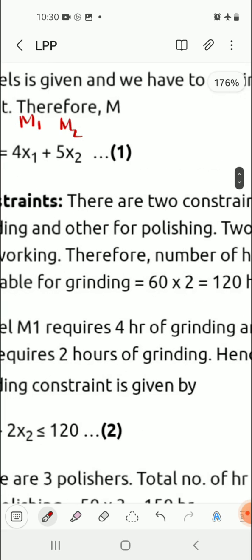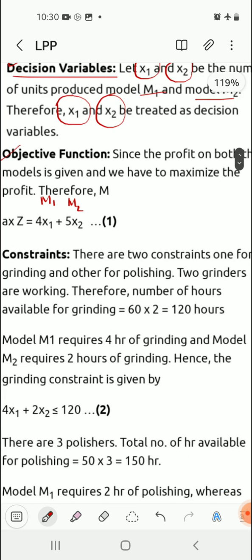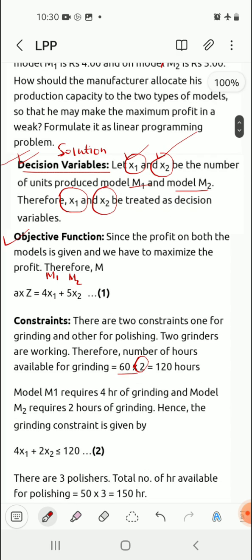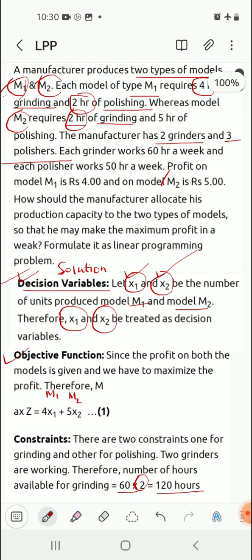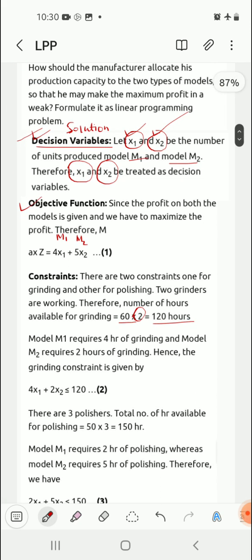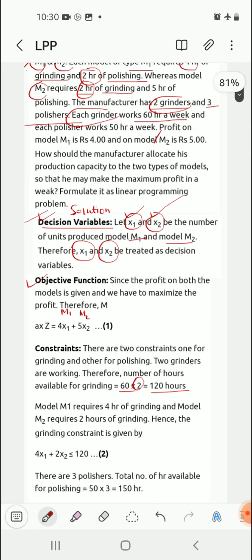I'm going to write over here how many grinders they have. They have two grinders and each grinder works for 60 hours. So 60 into 2, 120 hours is the total weekly hours the grinder works. That is written over here. You can see 60 hours a week and two grinders, each grinder working 60 hours a week. So this becomes my first constraint. Then what is my second constraint?